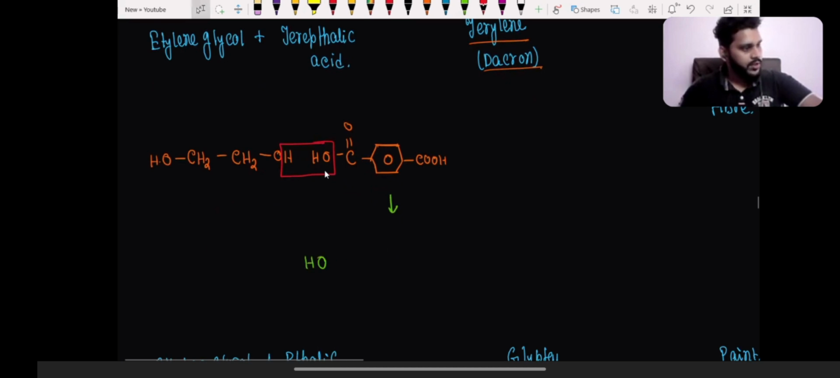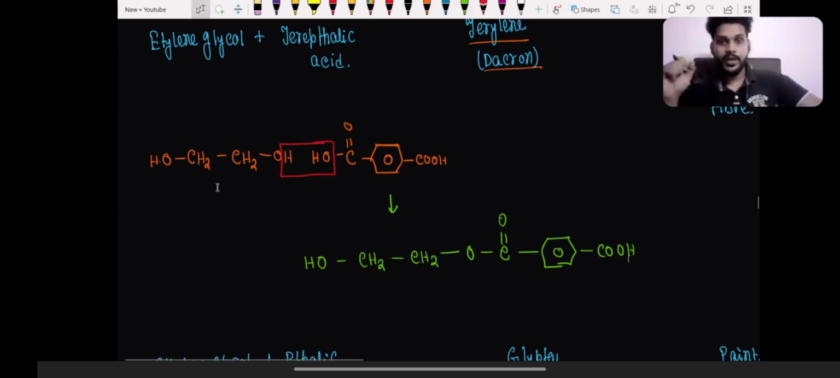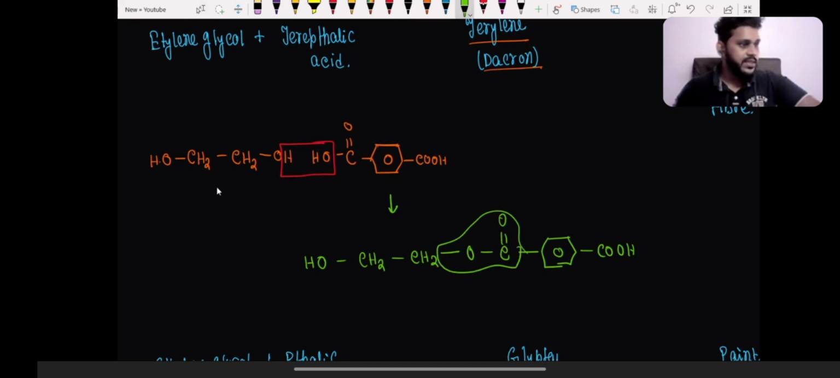The product would be something like OH, CH2, CH2, O, C double bonded O, benzene ring, and C double bonded O, OH, right? This is what we get. So what is this moiety for us? This is an ester moiety. Now guys, this is the monomer. What would be the polymer?